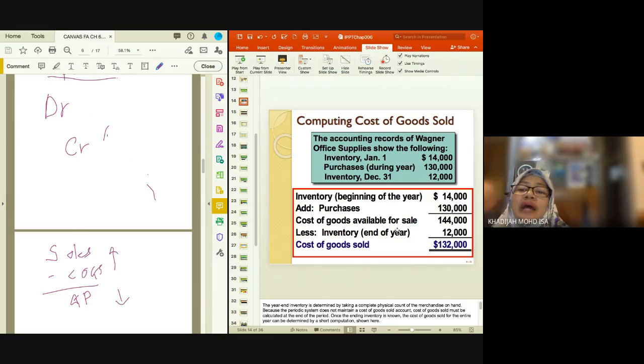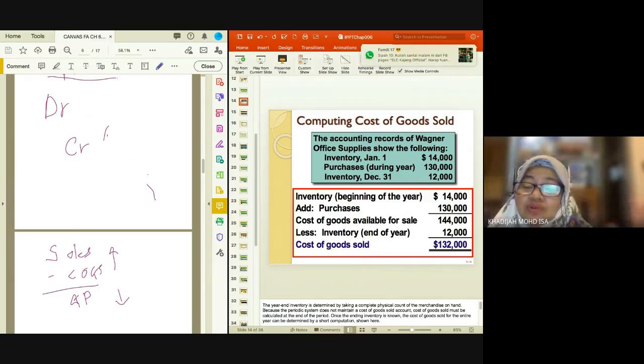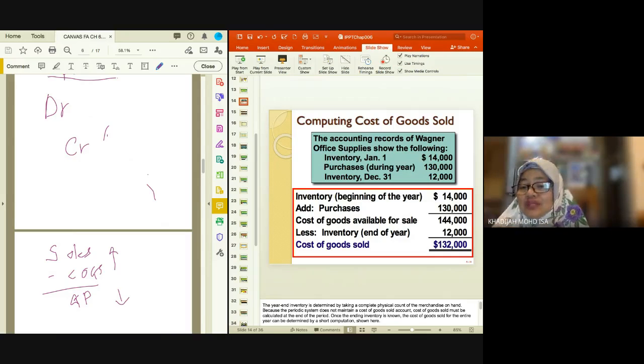You no longer have stock value 130,000. So what happened to the stock? That amount is taken as your cost of goods sold. In other words, throughout the year you have 144,000 inventory. At the end, you only have 12,000, which means that you have sold 132,000.